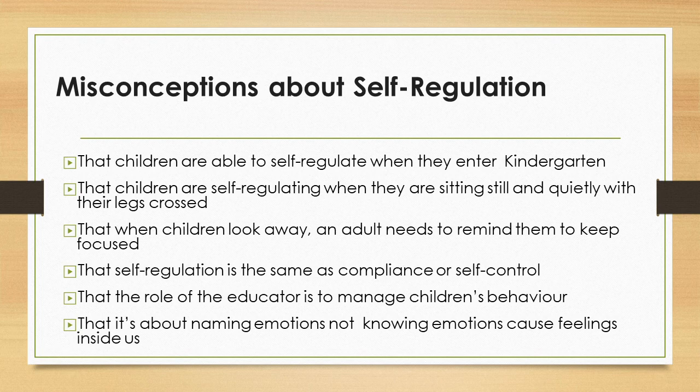This is not true. And that children are self-regulating when they are sitting still and quietly with their legs crossed. Another misconception is that when kids look away, they need to be reminded to look back at an adult and look in their eyes to stay focused. That self-regulation is the same as compliance or self-control. That the role of the educator is to manage children's behavior. And that it's about naming emotions, not knowing that emotions cause feelings inside of us.